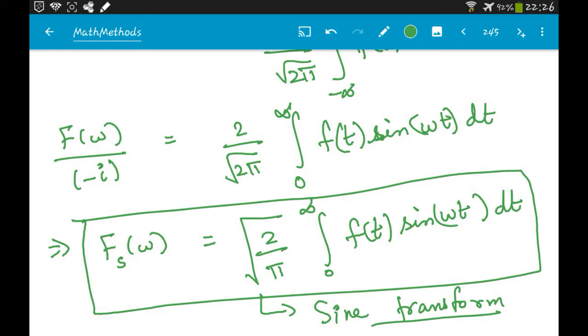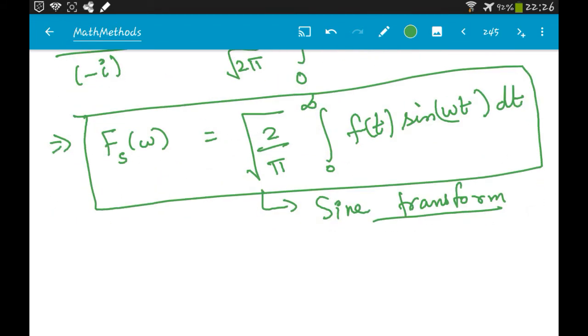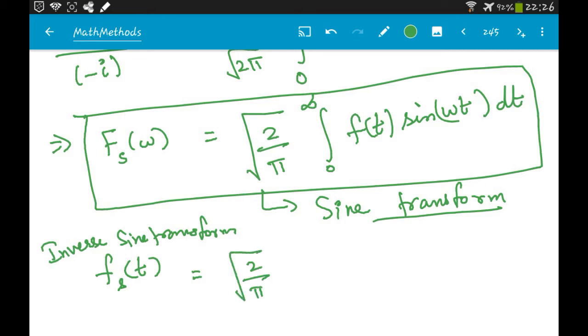Of course, if this is the sine transform, you can also get the inverse of this sine transform. So the inverse sine transform is root over 2 by pi, integral from 0 to infinity F s of omega sin omega t d omega. Okay, so this is going to be your inverse transform.